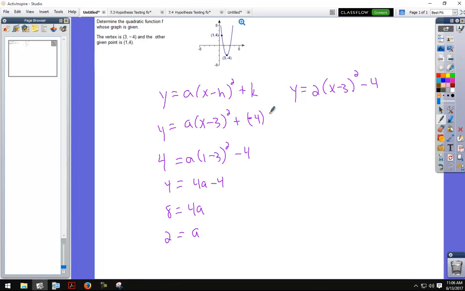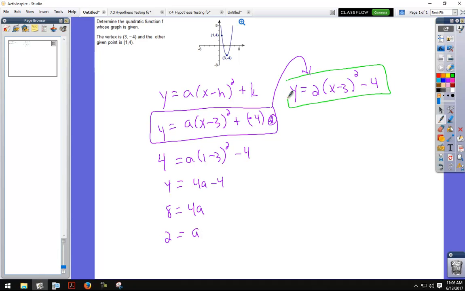Looking at this form right here, we're plugging in the a value, and we're getting this equation here. Let me highlight that in green. So that's technically our answer: 2 times the quantity x minus 3 squared minus 4. But usually the directions will say, give the equation of the parabola in standard form. So this is the vertex form. Now, to put it in standard form, I'm just going to multiply everything out and gather like terms.